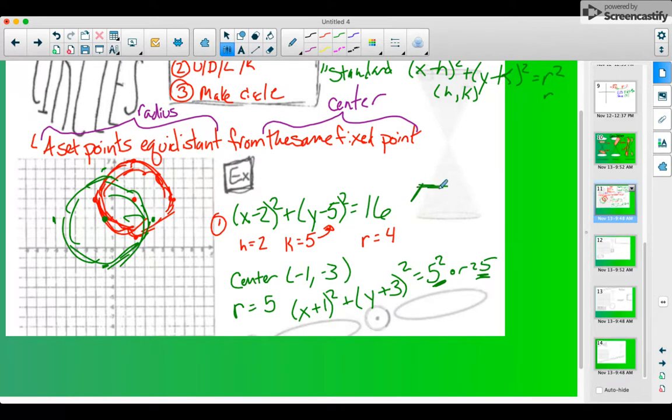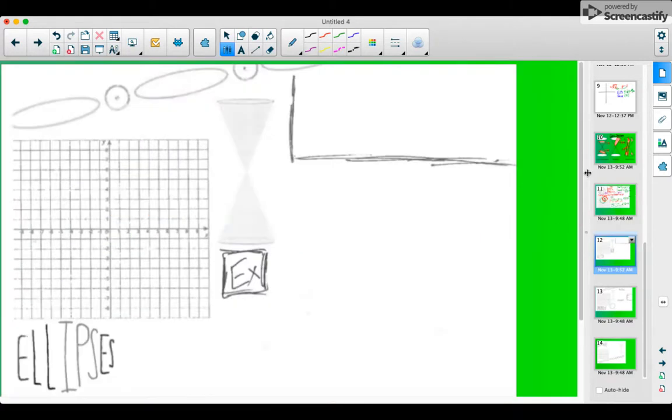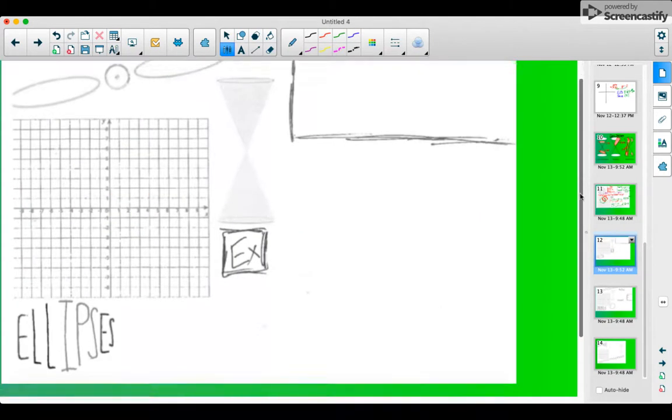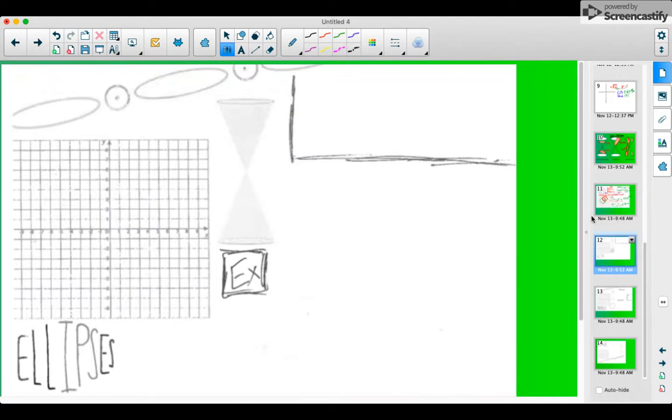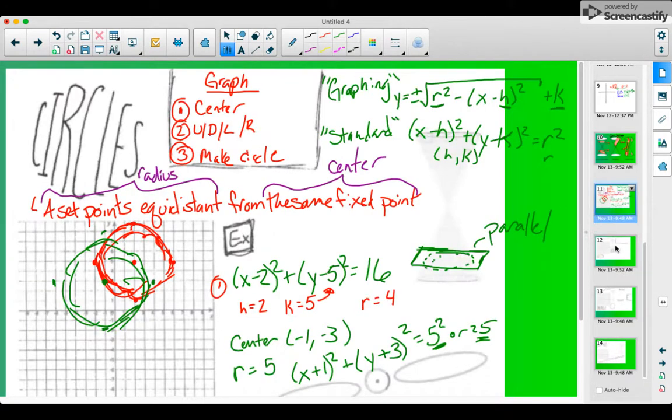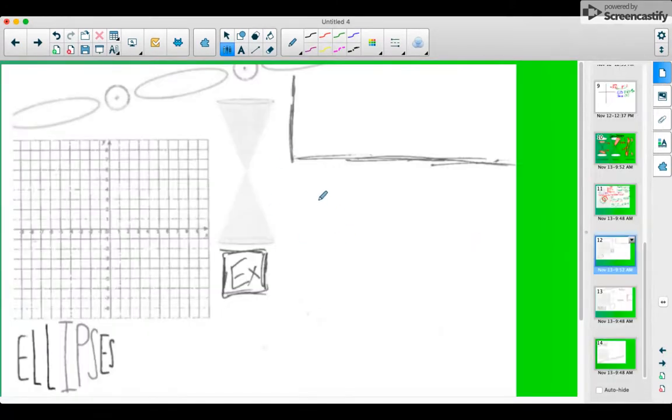Now, I put a cone on here for you so that you'd be able to draw what part of the cone we're talking about. We're talking about slicing parallel to the base. Now, we're not going to spend a ton of time on ellipses right away, so we'll reference this later, but it's set up very similar to circles.